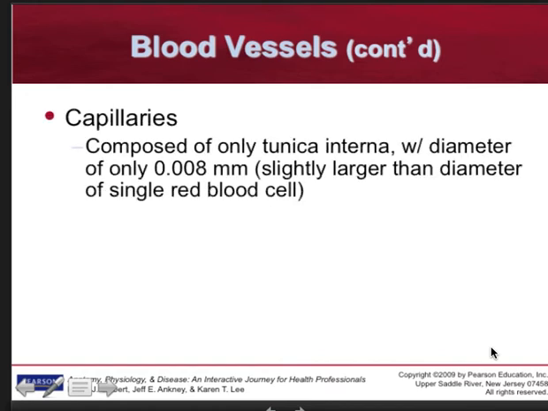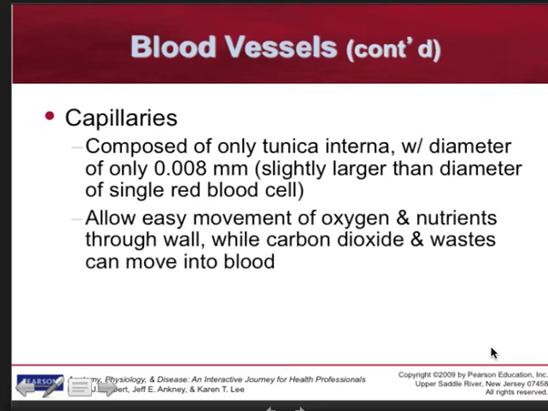Okay, the capillaries are the tiniest of the vessels. They're only one cell layer thick. They have a tunica interna and a diameter of 8/1000ths of a millimeter. This is about the width of a single red blood cell. It's very, very tiny. This allows easy movement of oxygen and nutrients through the wall, while carbon dioxide and waste can move easily into the blood.